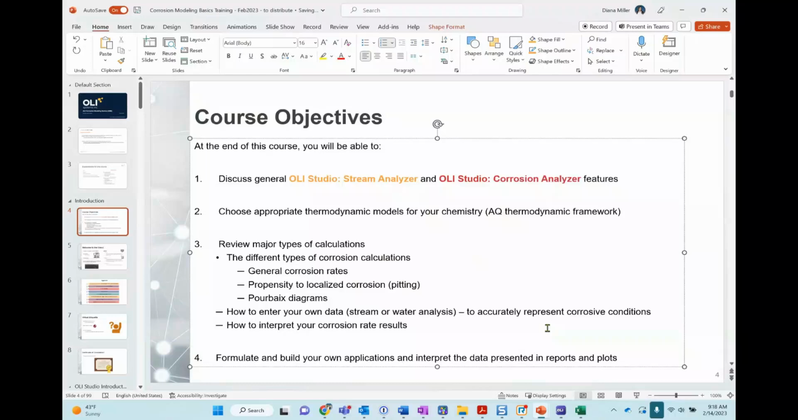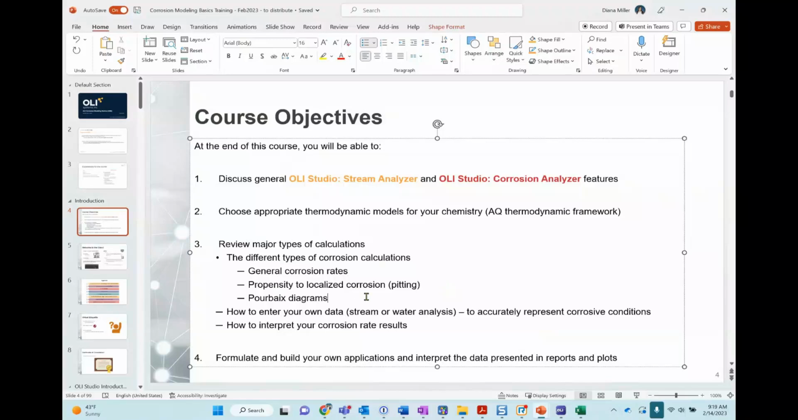We will review general corrosion rate calculations. We will also understand how to interpret results for localized corrosion, to understand if you will have pitting corrosion, crevice corrosion, those types of localized corrosion.